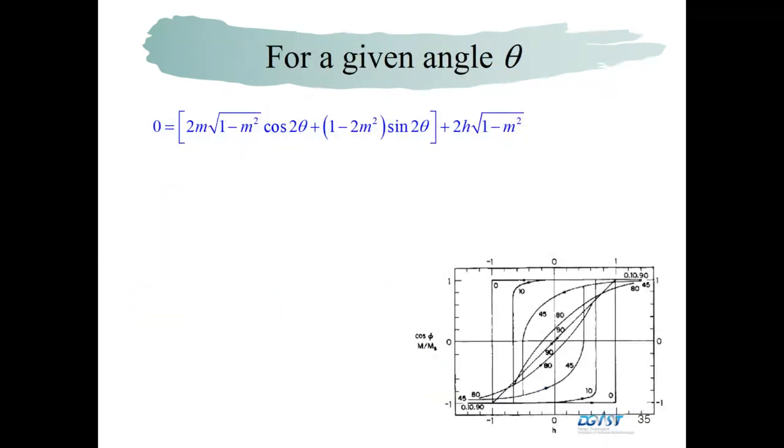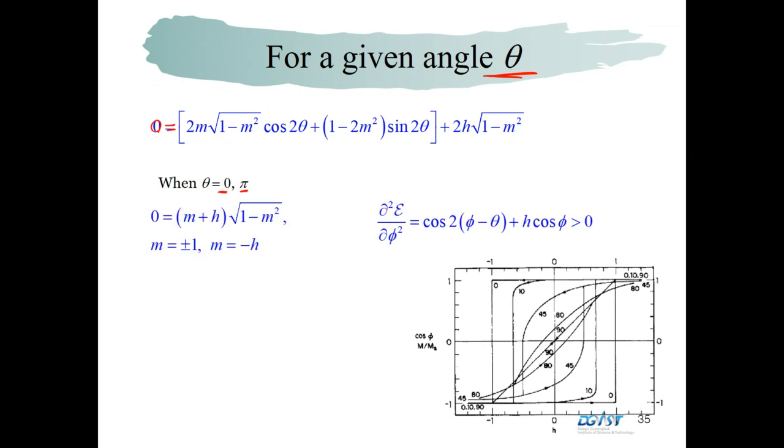And we have to solve this relation. We have to solve this equation. So let's think about a given angle theta. If the direction of magnetization is fixed, we can find the solution m from this equation. That is not easy. So let's go back to the easiest case when theta is 0 and phi again.